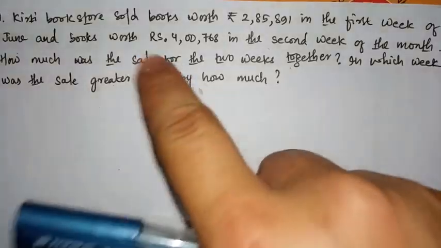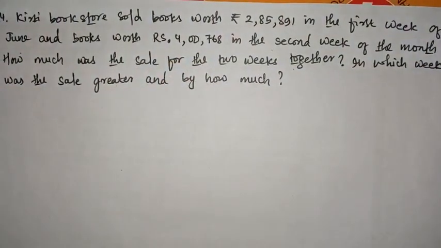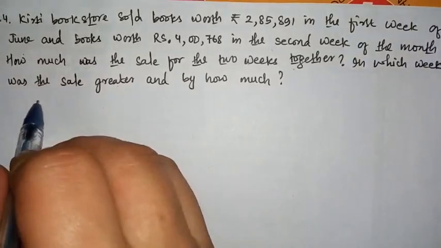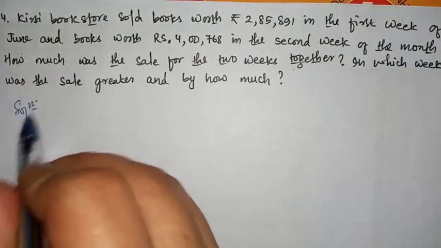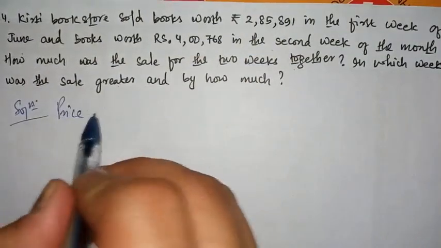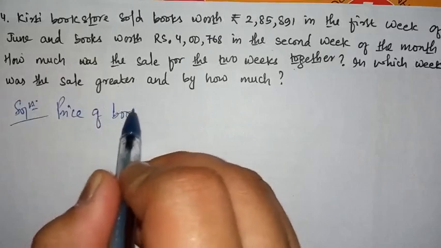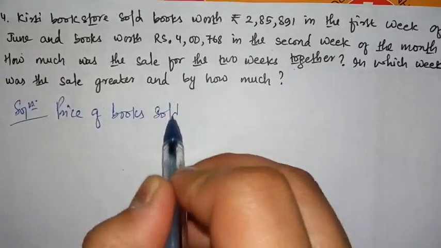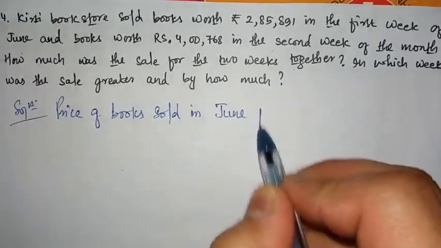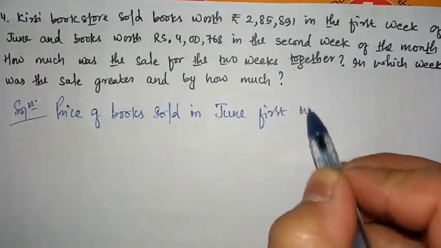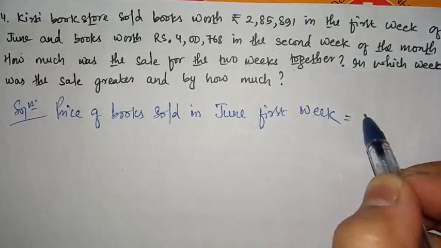Okay, so let's do it. The question is very easy. The only thing is you need to frame the statement properly. Okay, so let's do the solution. Price of books sold in June, that is the first week, right? On the first week is equal to how much?